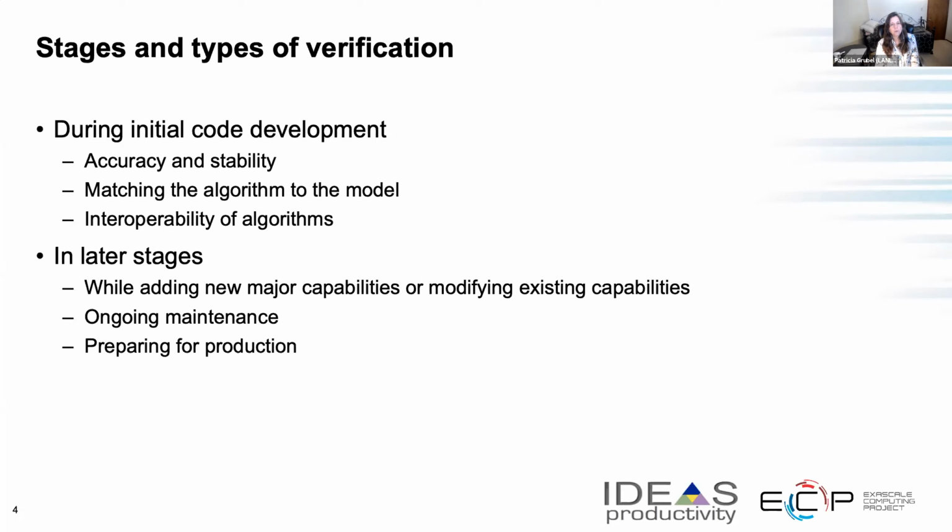In later stages, you may have a code or an application that is very mature, but now you have decided to add new capabilities or even just modify some of the existing ones. So you need to have some testing that you can continue with, or you may have to modify them or even make new tests. And then there's always ongoing maintenance. As you're fixing any bug issues that come up from either your users or from your tests, you need to be able to make sure that your testing is still valid and working for your system.